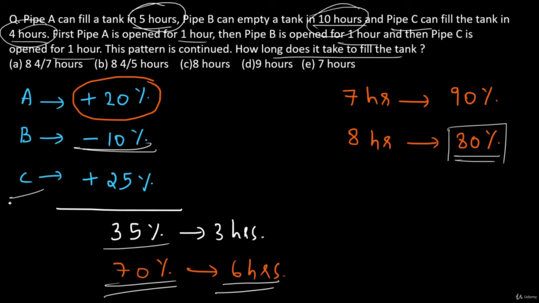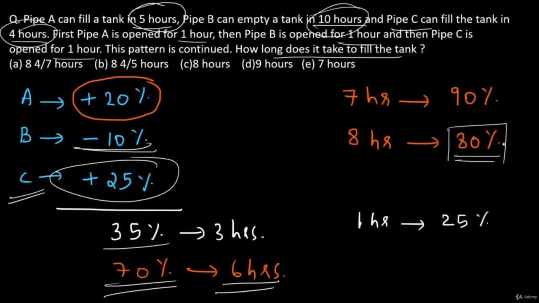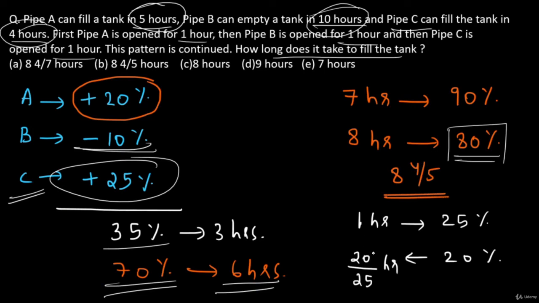Now it's pipe C's turn. Pipe C can fill 25% in 1 hour. So that's what we have. In 1 hour it can fill 25%, but we just need 100 minus 80, which is 20%. So how many hours are required? That would be 1 by 25 into 20, right? That's 20 by 25 hours. So we need a total of 8 4 by 5 hours. Remember, 20 by 25 is the same as 4 by 5. So the correct answer is option B, that is 8 4 by 5 hours.